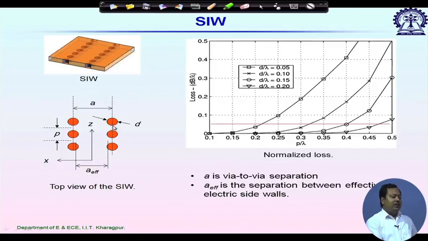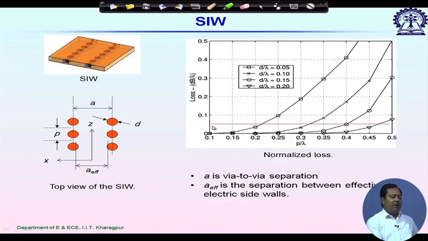We are decreasing the gap, or we are expecting lower leakage loss through this gap. As you can see from this plot, these plots are obtained by using a full wave simulator, which gives you a very accurate result, almost similar to the measured result. So for a given periodicity, if I keep on decreasing the d value, the H to H separation increases and leakage loss increases, so we have higher loss.